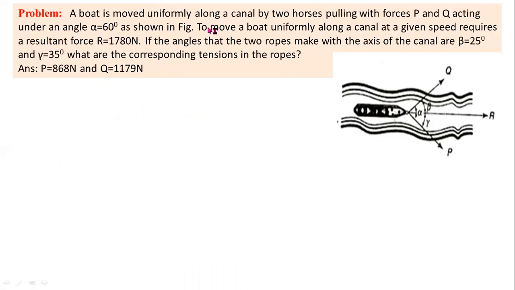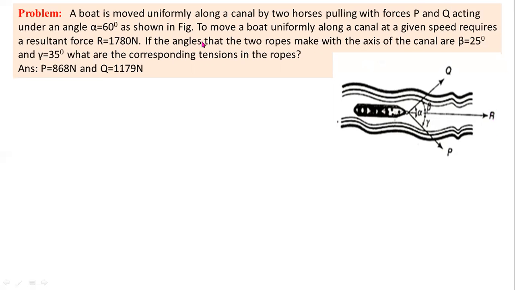A boat is moved uniformly along a canal by two horses pulling with forces P and Q, acting under an angle alpha equal to 60 degrees as shown in the figure. To move the boat uniformly along a canal at a given speed requires a resultant force R equal to 1780. Here the magnitude of the resultant R is given, that is 1780 is the resultant on the boat.